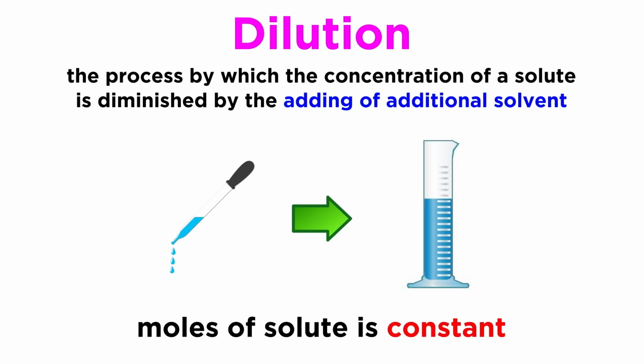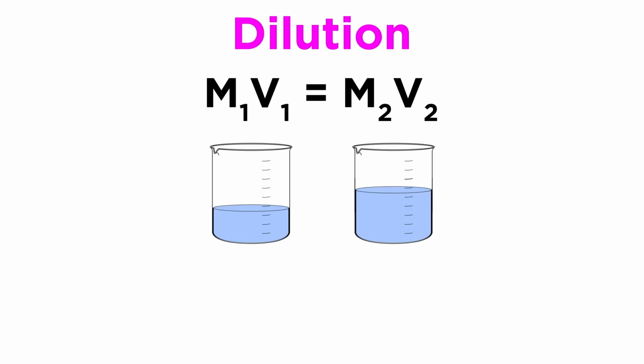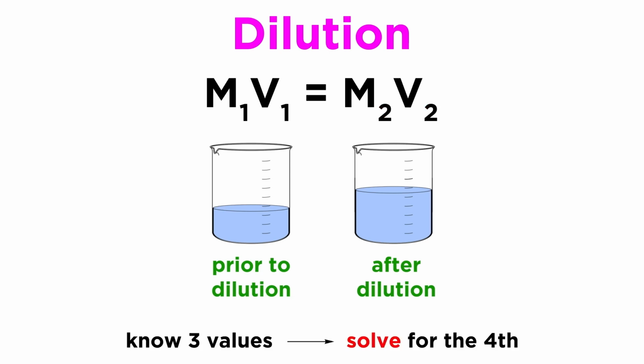During dilution, we are not changing the amount of solute in solution. We are only changing the volume of the solution, and thereby its concentration. We can relate the concentration and volume of a solution before and after the dilution by the following equation: M1V1 equals M2V2. The subscript 1 is referring to the solution prior to dilution, and the subscript 2 is referring to the solution after the dilution. If we know any three of these values, we will be able to calculate the unknown value.